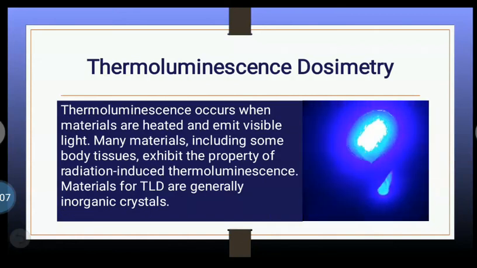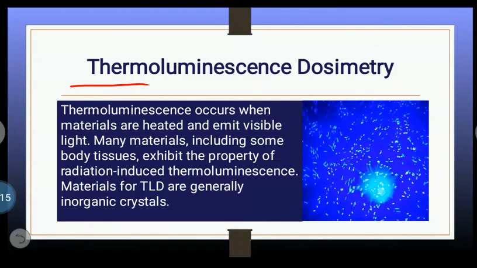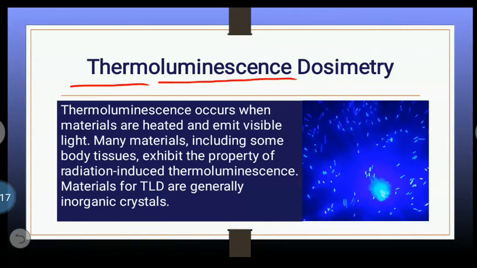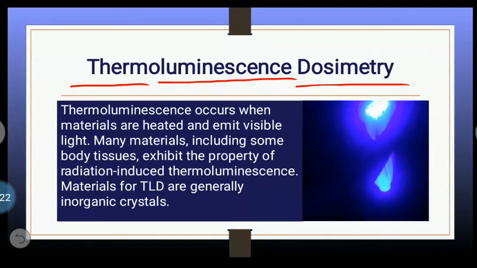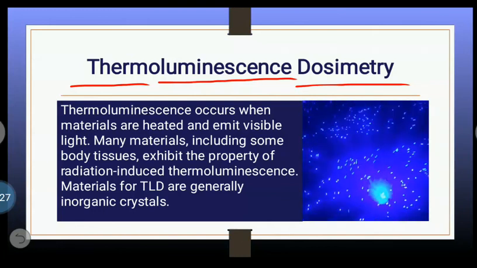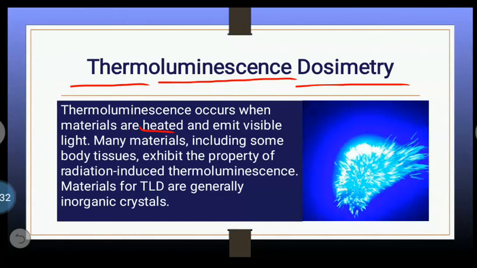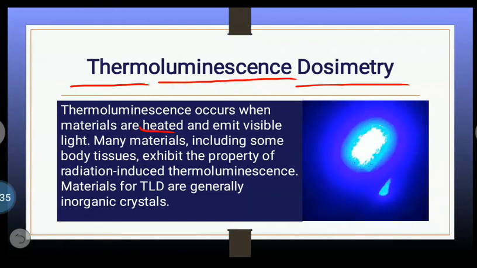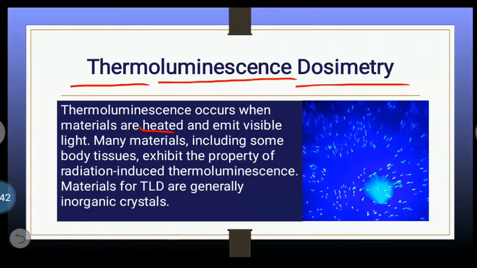Okay, so next, we have Thermoluminescence Dosimeter. Thermo, di ba? Therm meaning heat. Luminescence, emission of light. And then dosimetry, di ba? This is the process of measuring and detecting radiation. Thermoluminescence occurs when materials are heated, kaya nga therm, and emit visible light. Many materials, including some body tissues, exhibit the property of radiation-induced thermoluminescence.